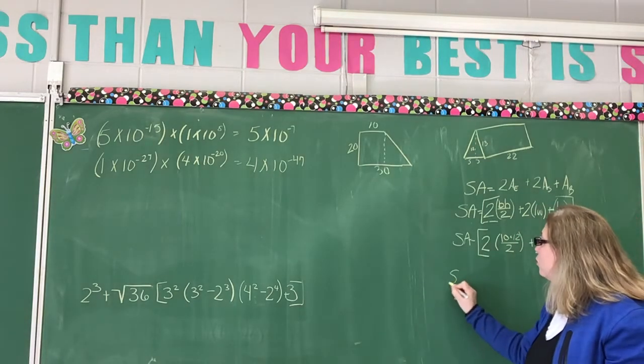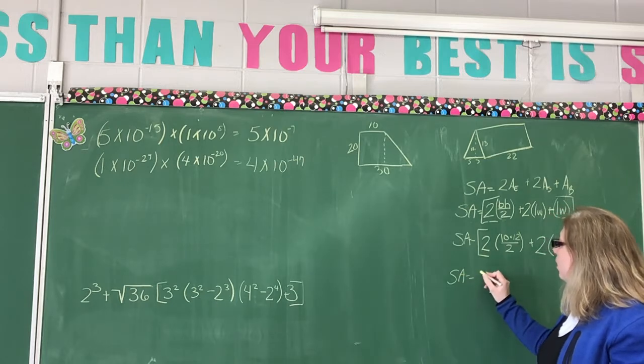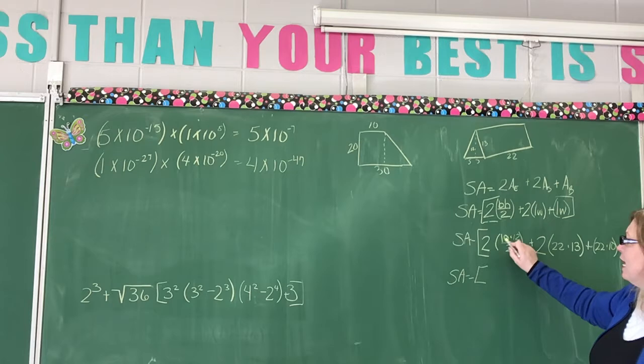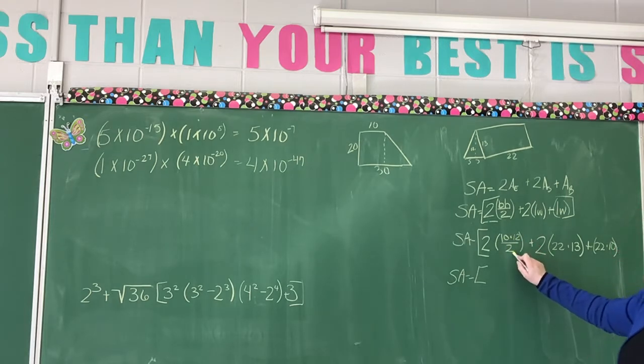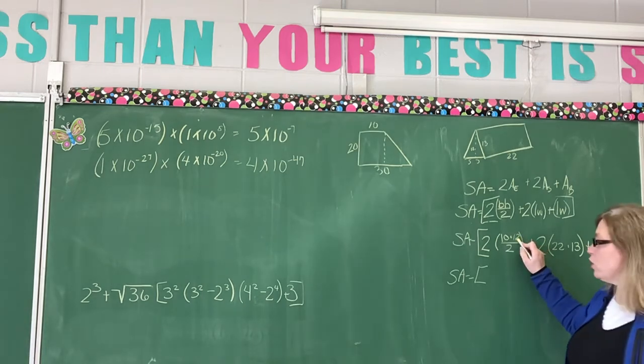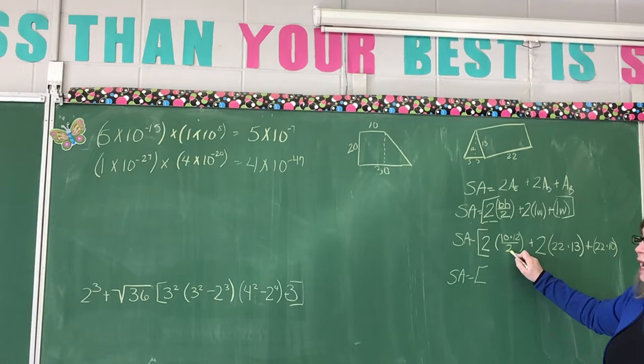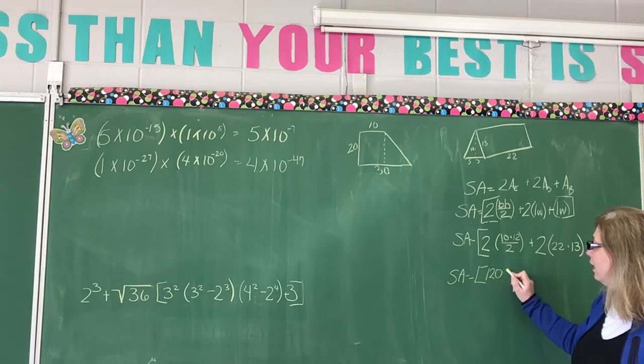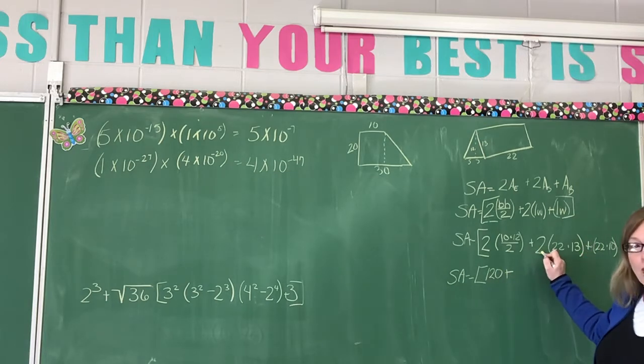So now we have our surface area equals. We're going to take 2 times 10 times 12 divided by 2. So when we do that, we're going to get 10 times 12 is 120. 120 divided by 2 is 60. And 60 times 2 is 120. Okay? Then we're going to go over here to our rectangle.